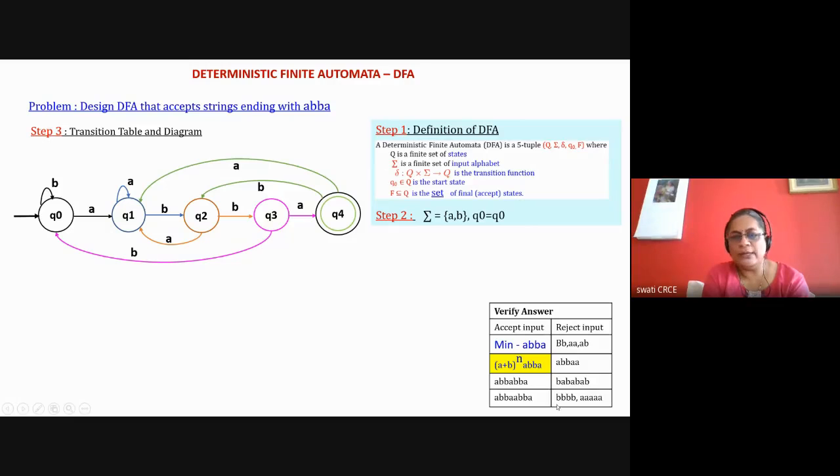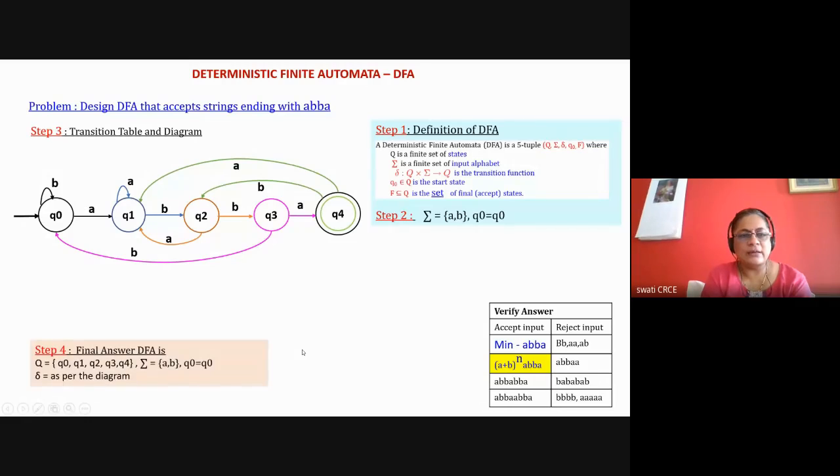Take the string: all B's are remaining in Q0, all A's are remaining in Q1, A double B double A double B, and double A, it's remaining in Q1. So like this, you can verify your answer. And then write down the final answer. There are 5 states, Q0 to Q4. Final state is Q4, and we are done with the exam.